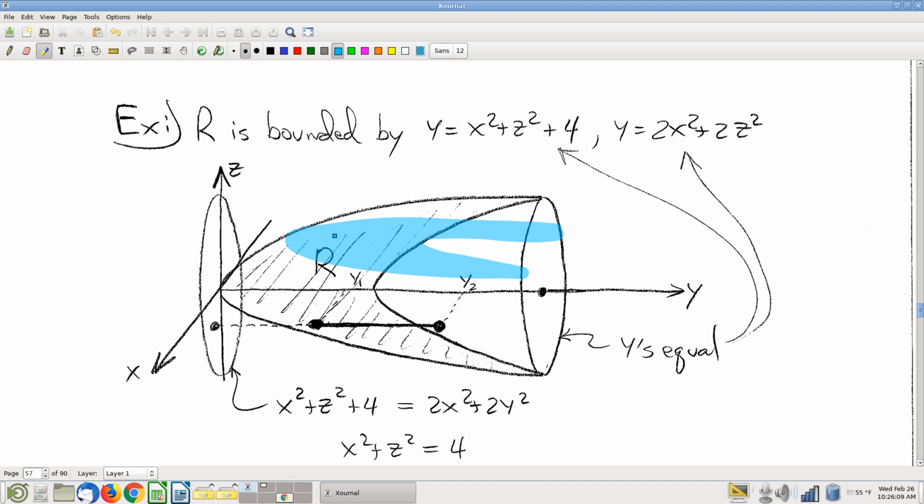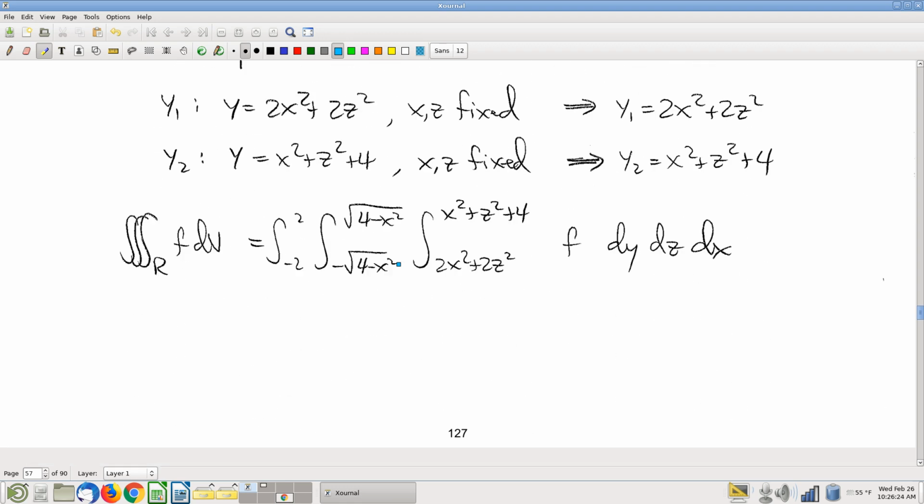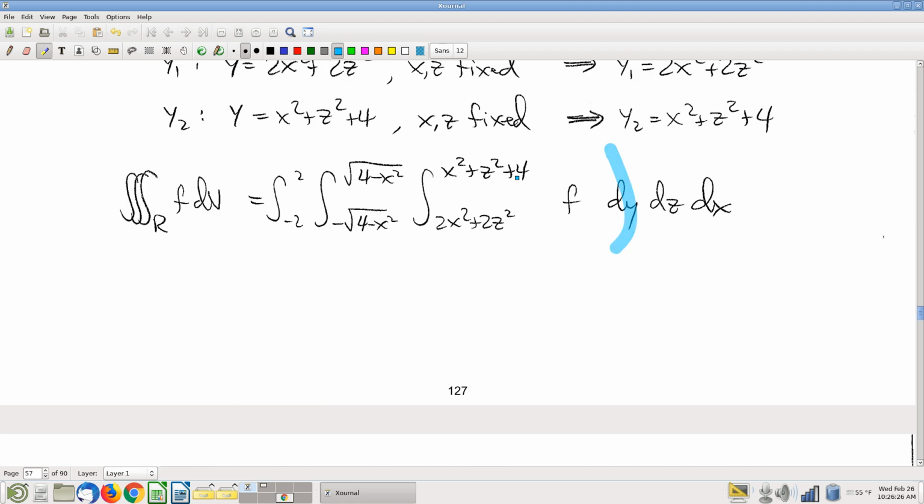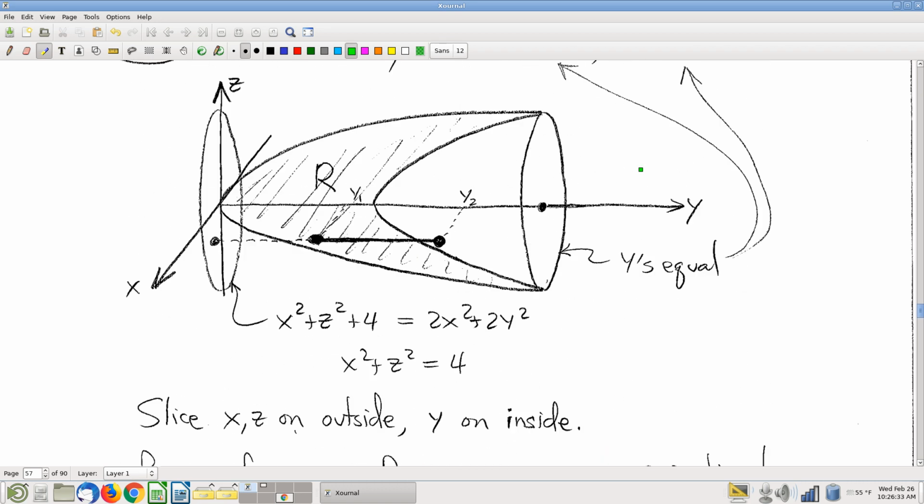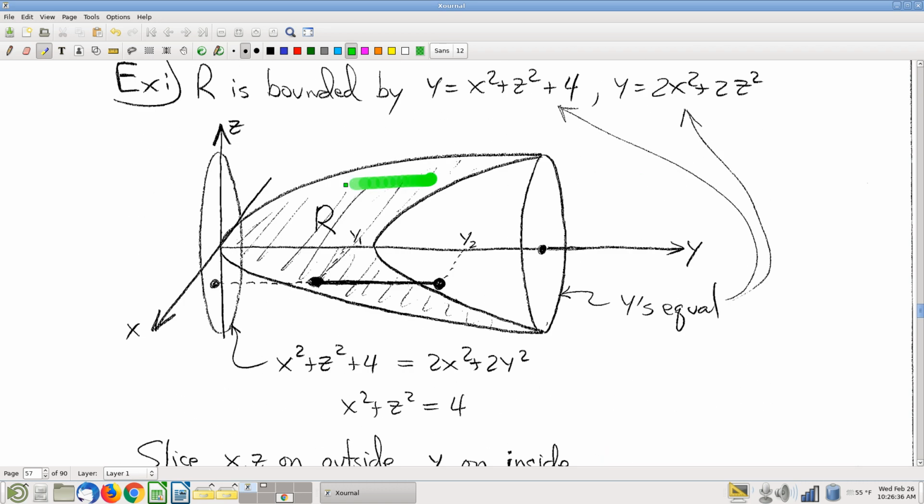Okay, so let me remind you, when the situation allows for it, as in this case, think about the projection. So we've already decided that we want to do dy on the inside. That leaves x and z on the outside. Notice that the projection of this solid into the xz plane is nice and easy.